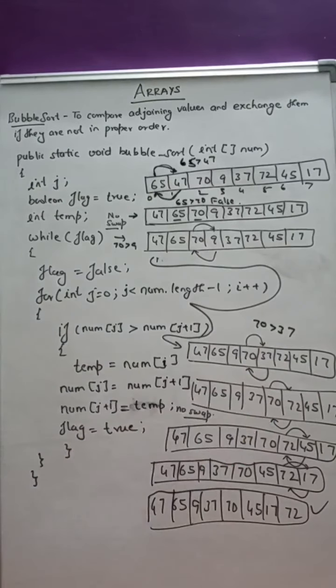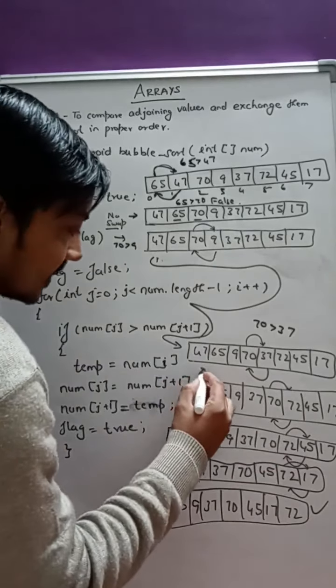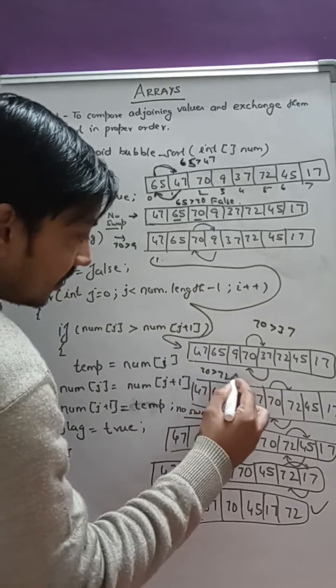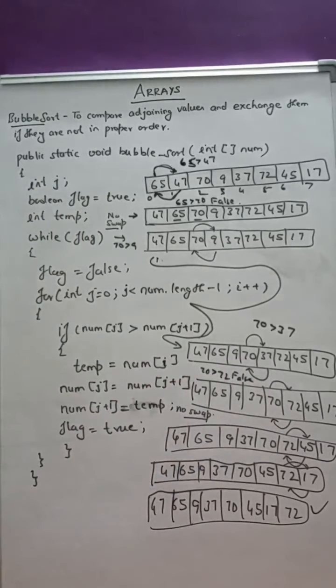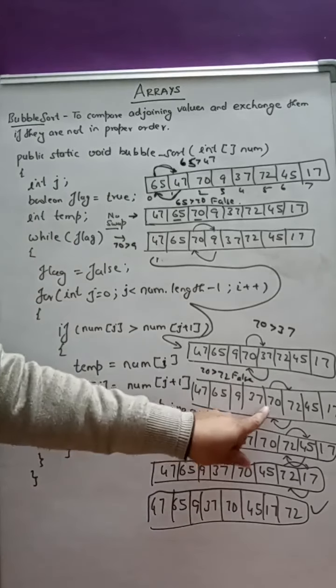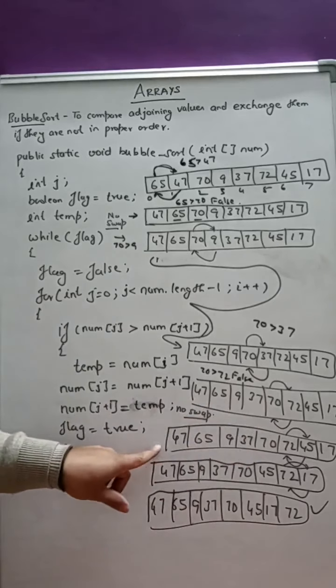Now after this, again 70 and 72 are compared, and when 70 and 72 are compared, you will see that 70 is never greater than 72. This condition will be false over here. The condition will be false, that means no swapping will occur, so the array will come as it is.